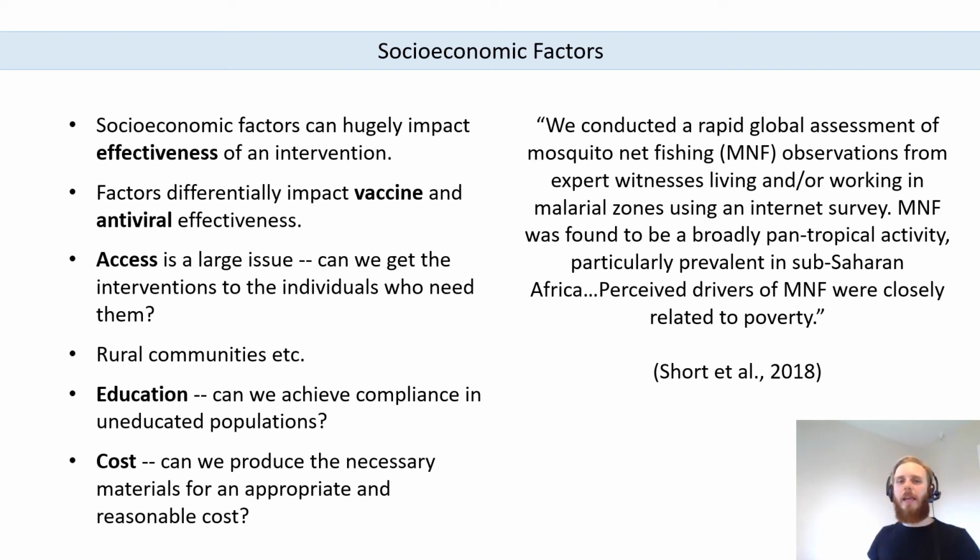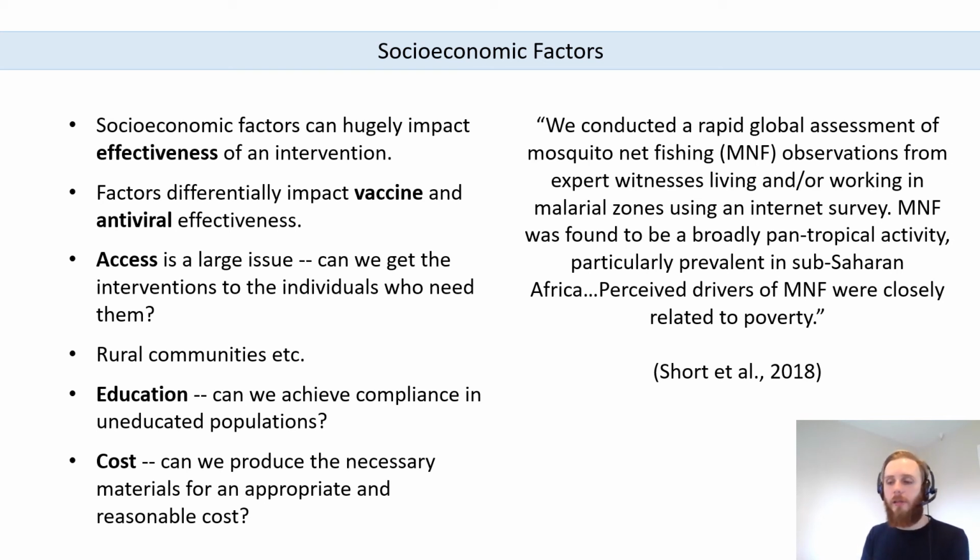It was determined they weren't actually working as well as they should have been, and the reason was a phenomenon called mosquito net fishing, where individuals in these rural communities, instead of utilizing the mosquito nets properly, were instead using them to fish in the rivers. And this paper argues, and it's been argued in many places, that this phenomenon is linked to poverty.